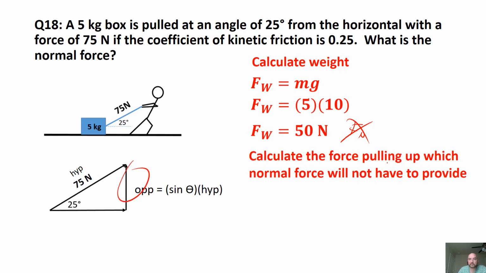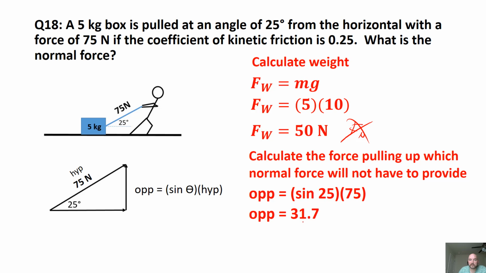So what we have to do next is figure out what this force is. What's this side that's going to be pulling up so the ground doesn't have to pull up as much? So we take the opposite side as the sine of the angle. Make sure you are in degrees, not radians, in your calculator. And we have our hypotenuse, which we were given there.